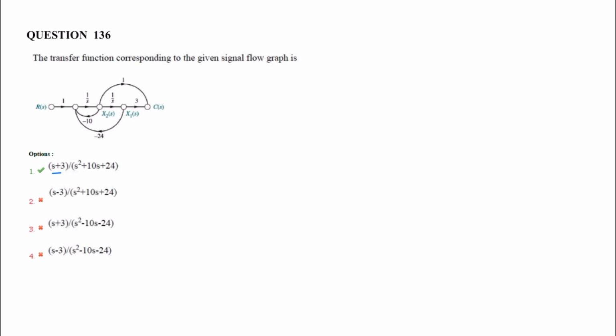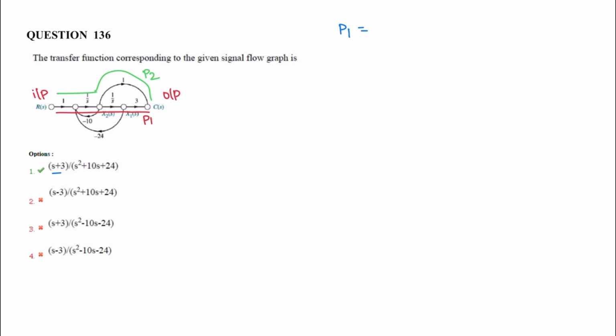Now, in this given signal flow graph, R(s) is the input and C(s) is the output. It has two forward paths. This is one forward path and the next forward path is this one. And two loops exist: this is one loop and this is the second loop. Only two forward paths and two loops, and no non-touching loop exists. So apply Mason's gain formula for path P1.